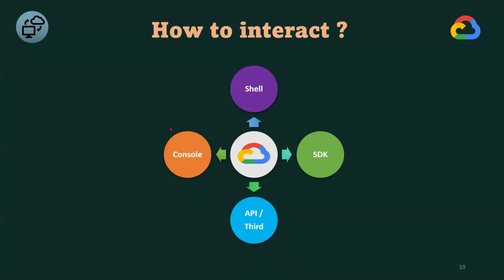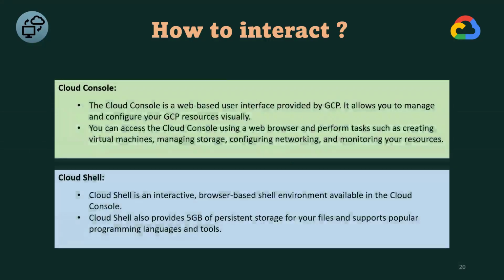Can you guys tell me what is console? Console is a graphical user interface to interact with the services visually. Cloud Shell is a command line interface to interact with the services via commands. Cloud SDK is a local command line interface to interact with the GCP services via commands or scripts. In Cloud Shell, we have two things: Cloud Shell Editor and Cloud Shell Terminal also. These things we have seen in our previous sessions.